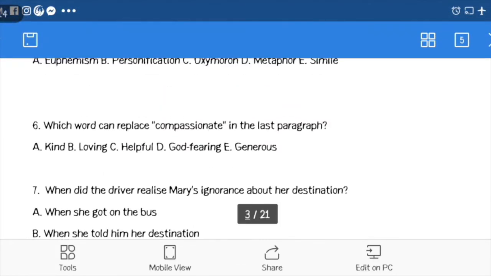Okay, that was number 6. Which word can replace compassionate in the last paragraph? A, kind. B, loving. C, helpful. D, God-fearing. E, generous. We already know that generous is noted. We know that God-fearing is noted. So the answer resides between A, B, or C. That is kind, loving, helpful. We don't think loving is the answer, so we strike that out.